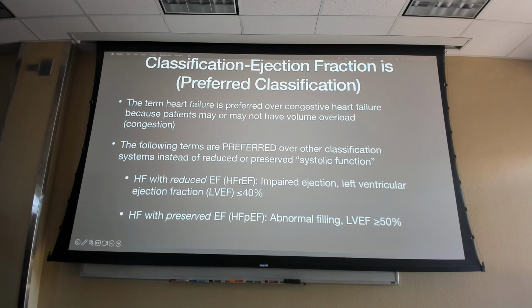So each hospital has their own little weird criteria, but it's either reduced or preserved, and that's what we care about. And again, preserved is anything greater than 50. What's normal? 60, 65, right? 65. So it's still a little reduced, but that's preserved enough to maintain function and meet the metabolic demands of the body.